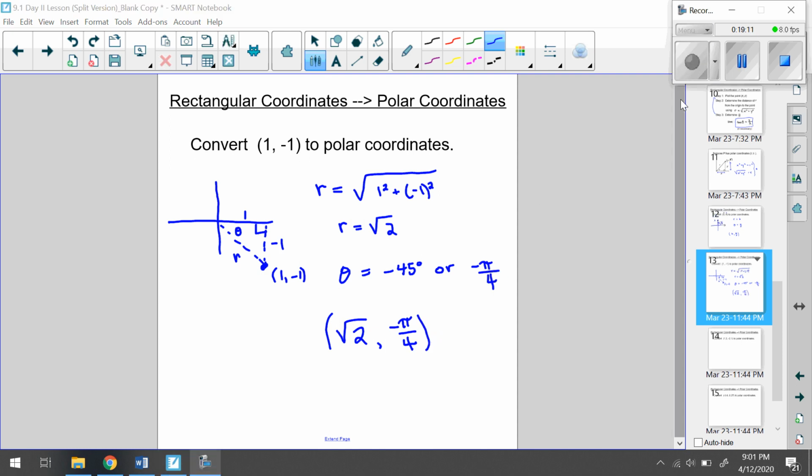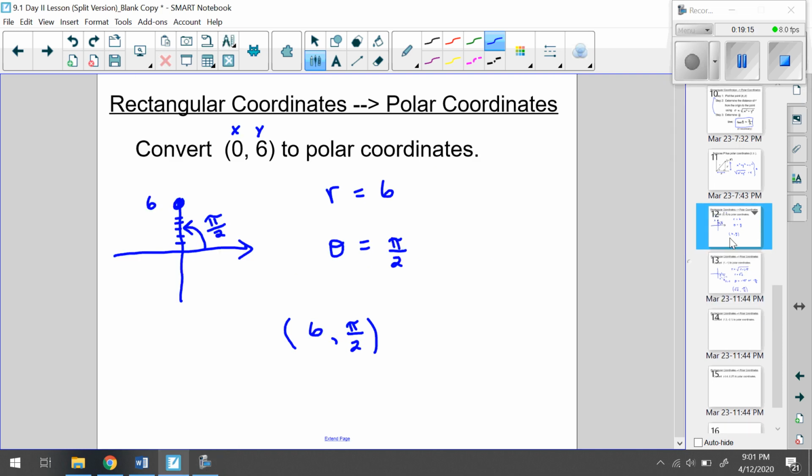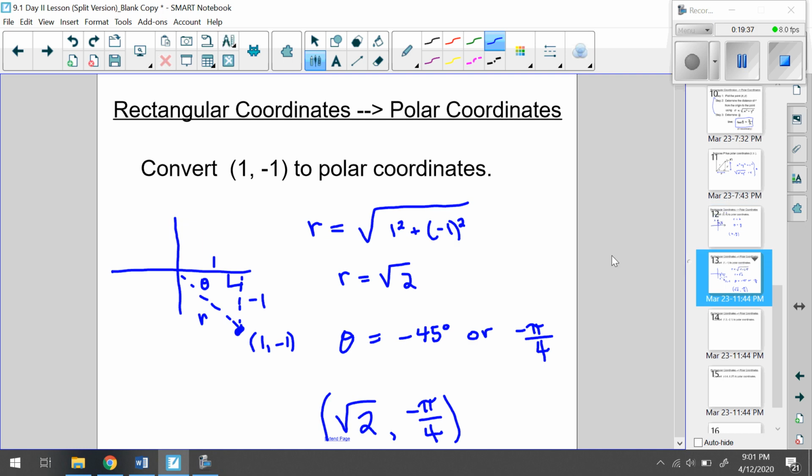If you did put square root 2 and -45 degrees, that wouldn't be wrong. Likewise, if we go back to the previous example, someone might put 6 and 90 degrees. Again, that wouldn't be wrong, but in the more recent lessons and chapters, we've been using radians more often than degrees. And so hopefully I've convinced you that radians are a good way of expressing angles. So again, it's not wrong if you do degrees, but that's usually the way I'm going to go. And I think that's the way your textbook will tend to go as well.